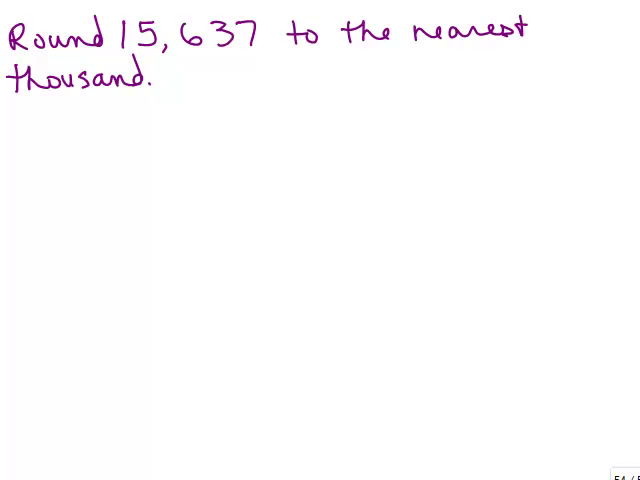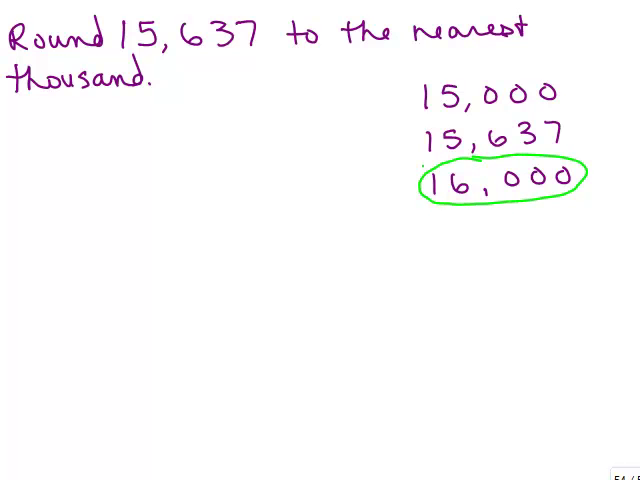Round 15,637 to the nearest thousand. Well, what this is saying is, if we know where 15,000 is, this is going to be bigger than that. 15,637. And then the next thousand up would be 16,000. And when we say we're rounding, we're trying to figure out which it's closer to. So hopefully you realize if this was on a number line, it would be closest to 16,000. In fact, that will be the answer to this problem.